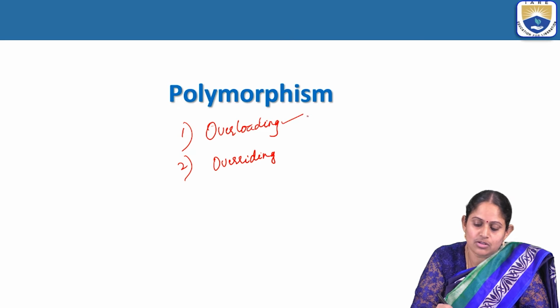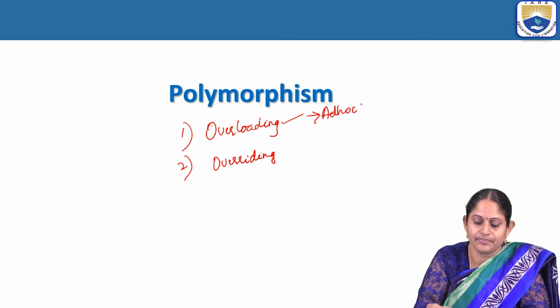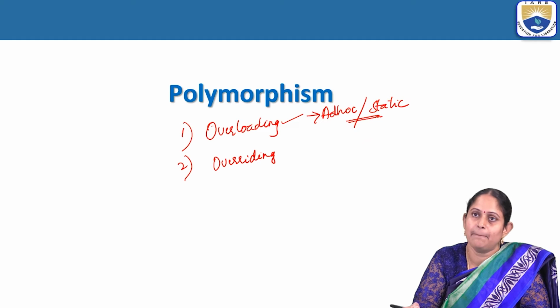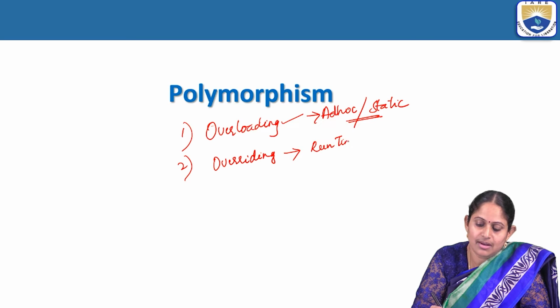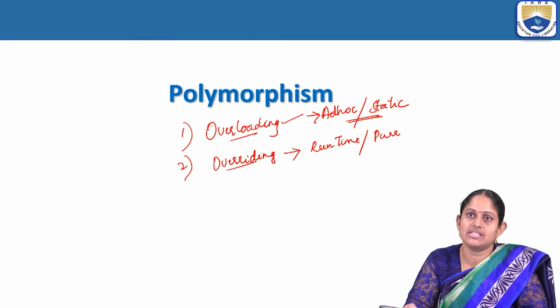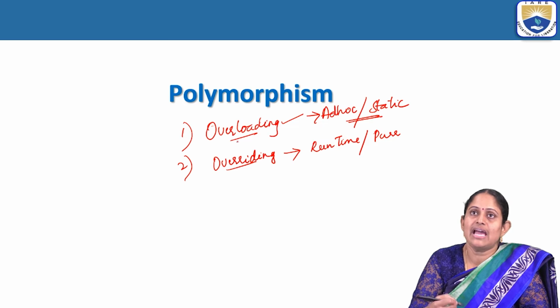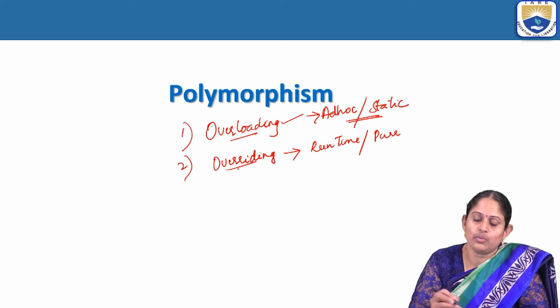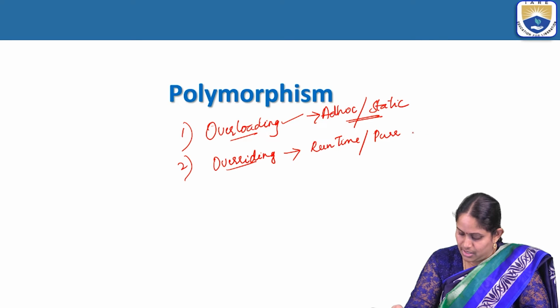Overloading is also called ad hoc polymorphism, or static polymorphism. This happens at compile time, whereas overriding is runtime polymorphism, also called pure polymorphism. So these two types of polymorphism are available in Java, wherein overloading happens at compile time, whereas overriding occurs at runtime.